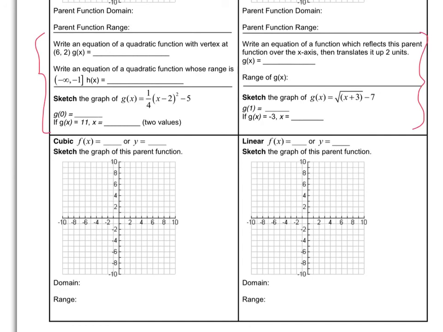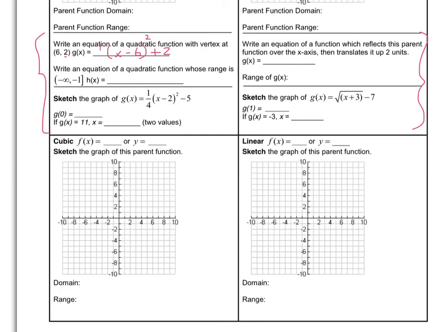So let's start with the quadratic function, where you're supposed to write an equation of a quadratic function with vertex 6 and 2. Vertex 6 and 2 means it's going to be moving 6 to the right, so inside the parentheses is going to be x minus 6. It's going to be moving 2 up, so it's going to be plus 2. Since this is a quadratic, it's going to be a square. So x minus 6 squared plus 2, this is basically the basic form.